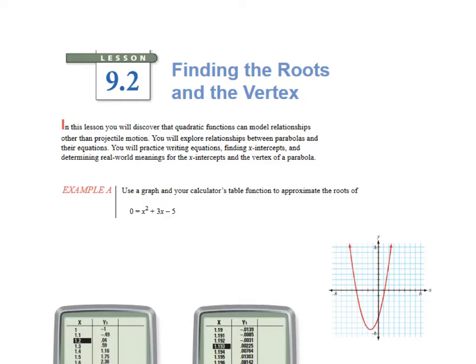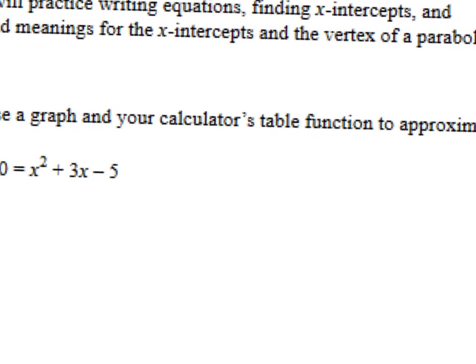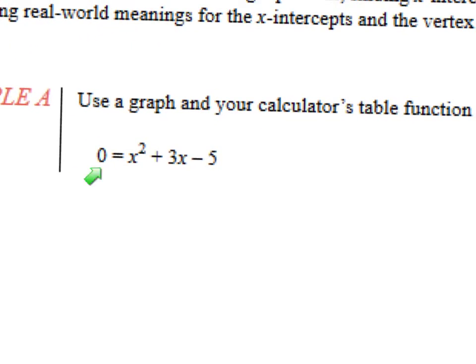So to start us off, we're looking at example A, which is asking us to use a graph and our calculator table function to approximate the roots of x squared plus 3x minus 5. Now, remember, roots is just another word for 0 or x-intercept. Okay, it's just those spots on the graph where we cross the x-axis where y equals 0. The fact that y equals 0 is why we set up our equation set equal to 0.